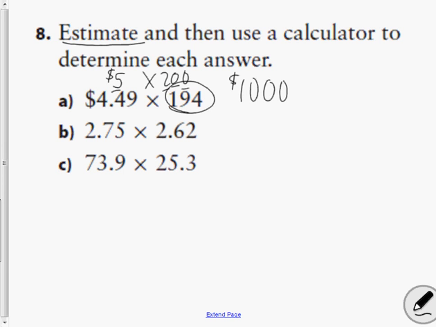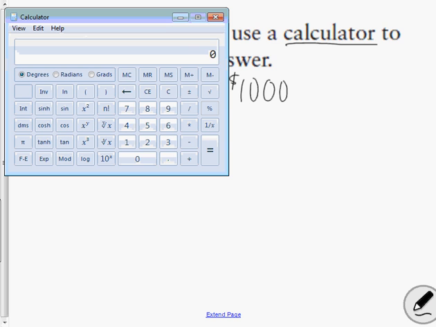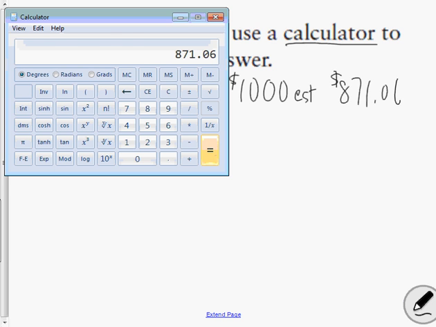What you need to do next after that is use that estimation to calculate the real answer. And in this case, it says use a calculator, which is great because all you have to do is pull out your calculator and see how close I was. So $4.49 multiplied by 194 people. The actual answer is $871.06.